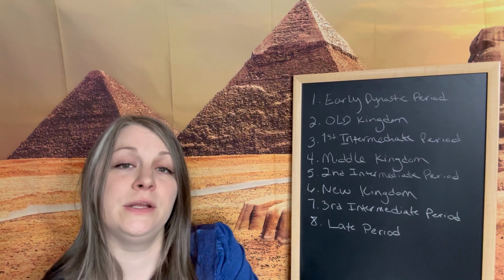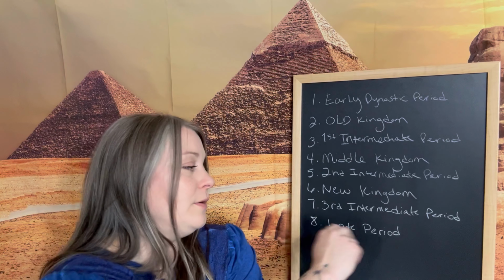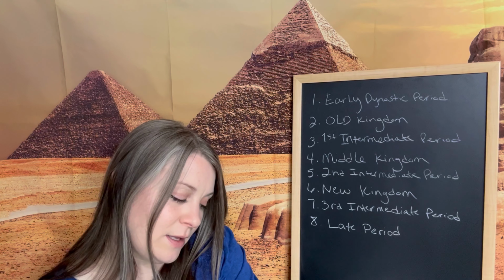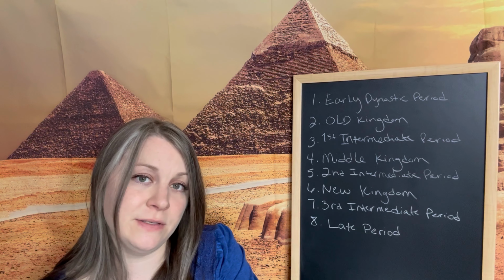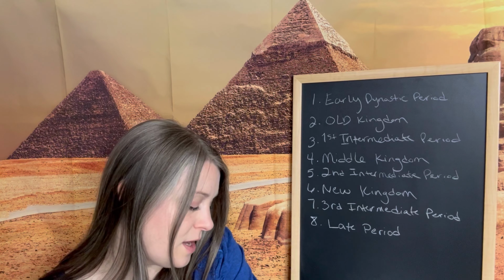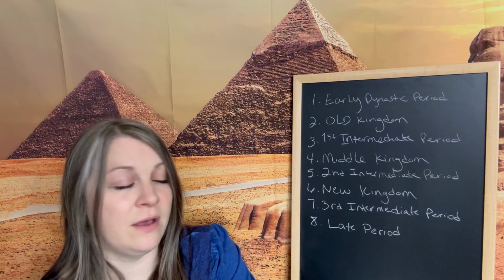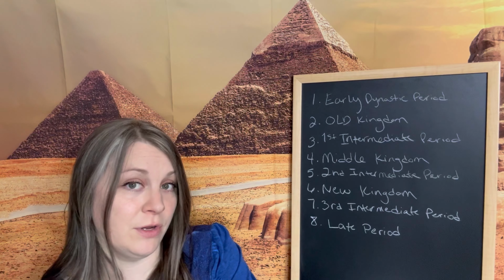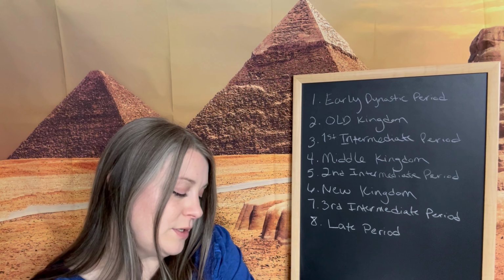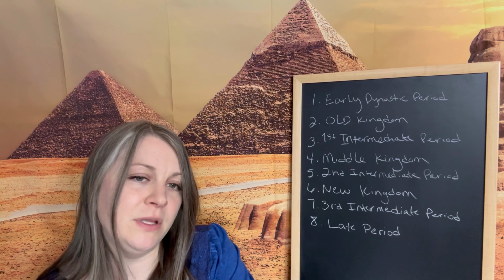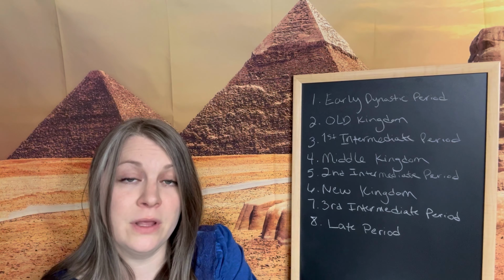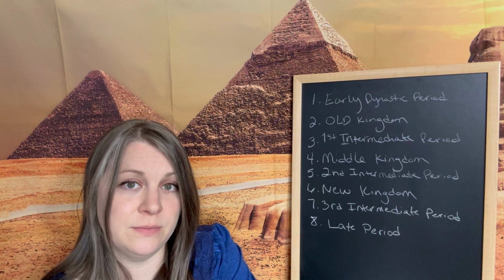The third intermediate period started in 1069 and ended in 664 BCE, so it lasted 322 years. And then the last one we have here is the late period. And, in the third intermediate period, I believe Cleopatra was the last pharaoh that existed in Egypt.